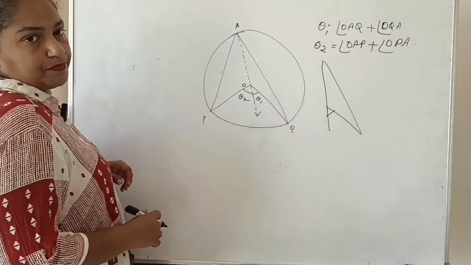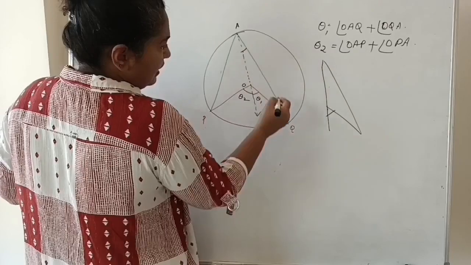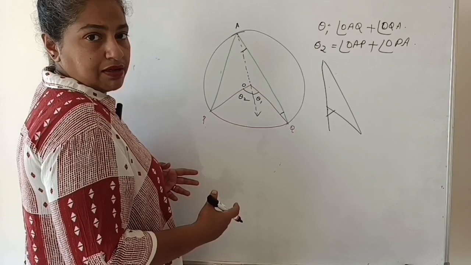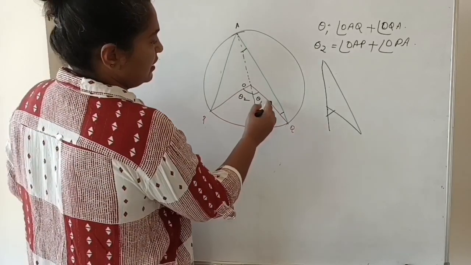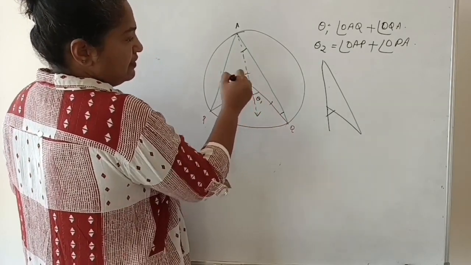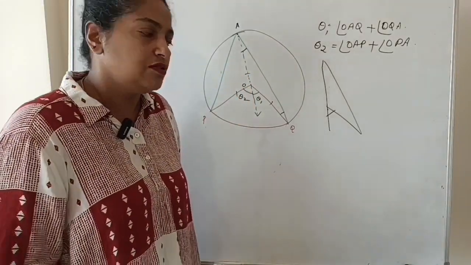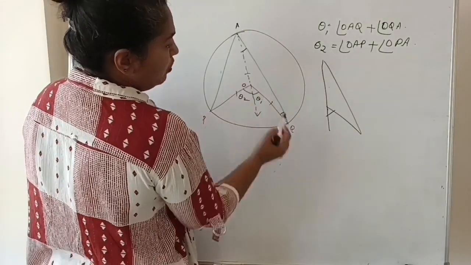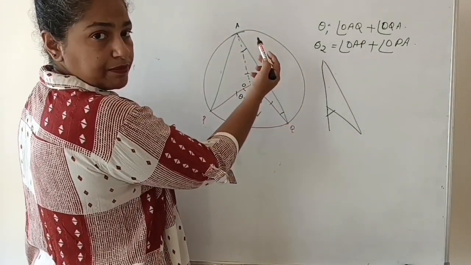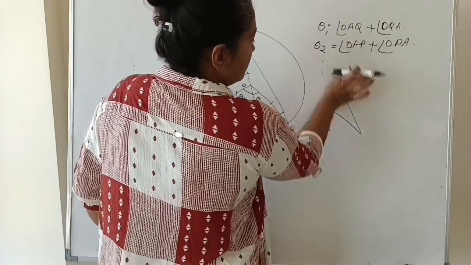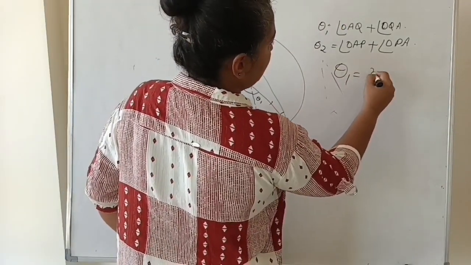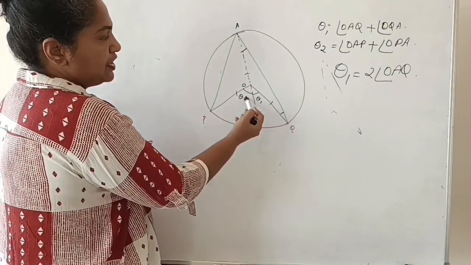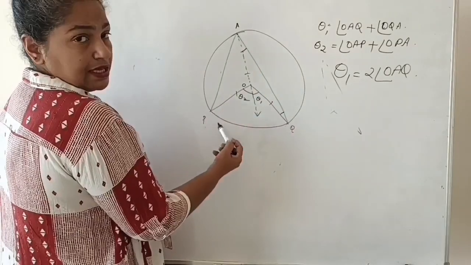Okay. Now, what can you say about this angle and this angle? I can say that these two angles are equal because they are the base angles of an isosceles triangle. This side and this side are equal. This side and this side are equal. They are the radius of the same circle. So, I can say that the base angles are equal. Okay. So, I can say that angle OAQ is also equal to angle OQA. Fine. So, my theta 1 will be equal to 2 angle OAQ. Similarly, my angle theta 2 will be equal to 2 angle OAP.